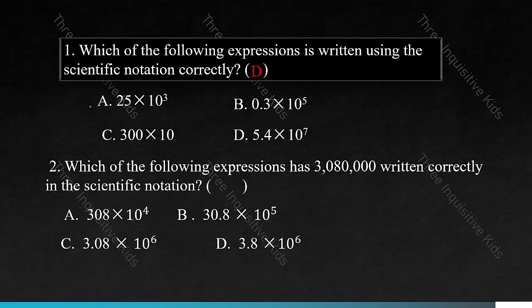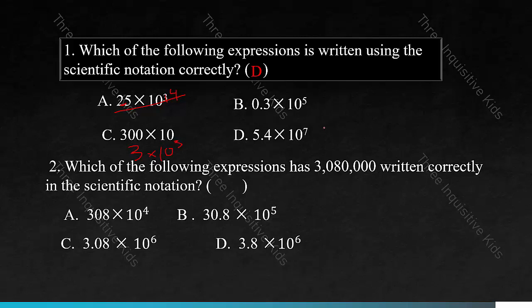You can see that A is not an option because 25 is in the tens place. If we were to actually write it correctly, it would be 2.5 times 10 to the fourth power. So A is not an option. B is also incorrect because this 3 is not in the ones place. C is incorrect because you can see that there are no exponents, first of all. And if you were to actually write this correctly in scientific notation, it would be 3 times 10 to the third power. And so our answer is D.